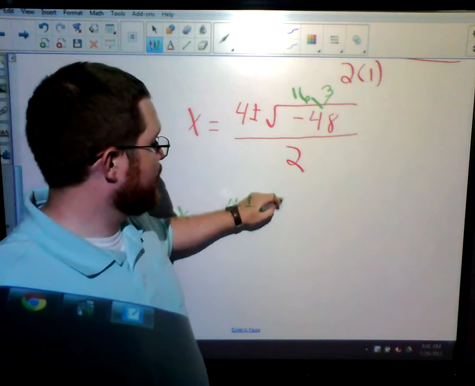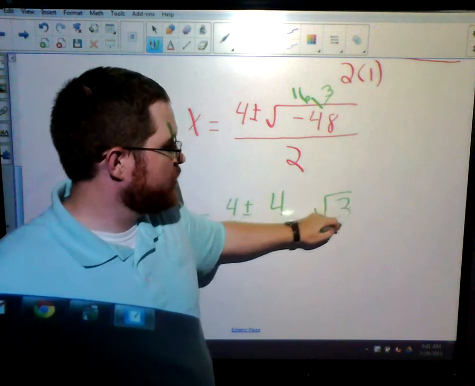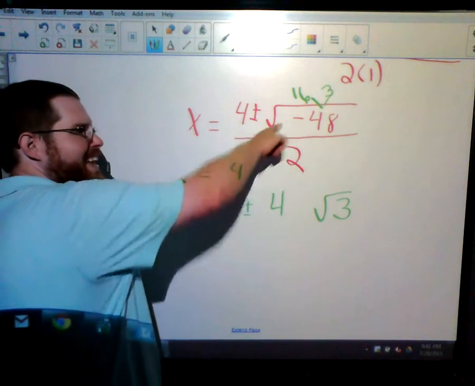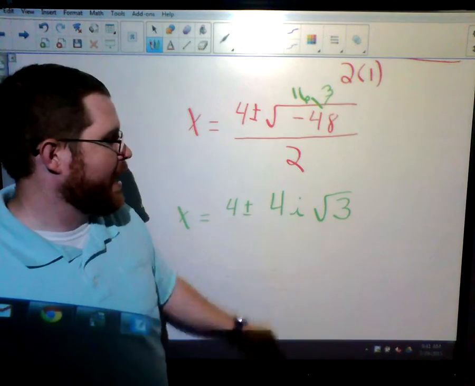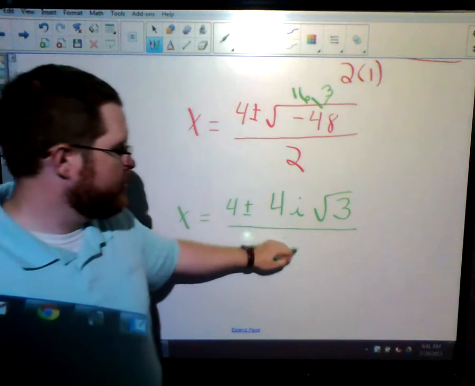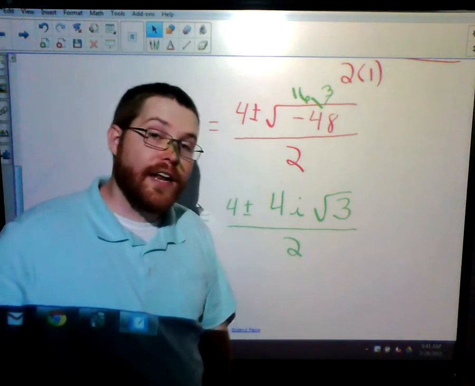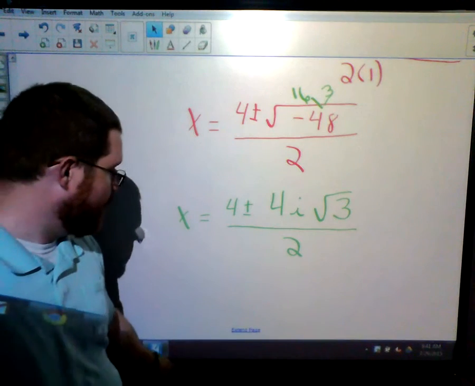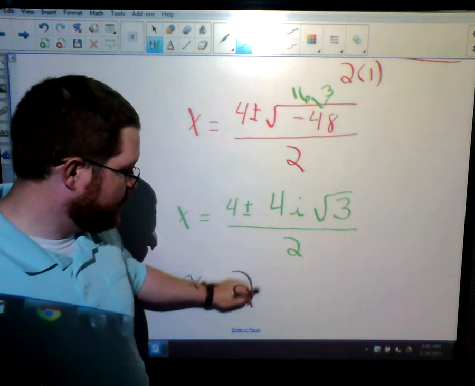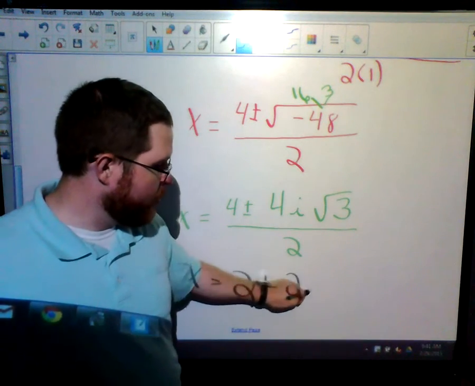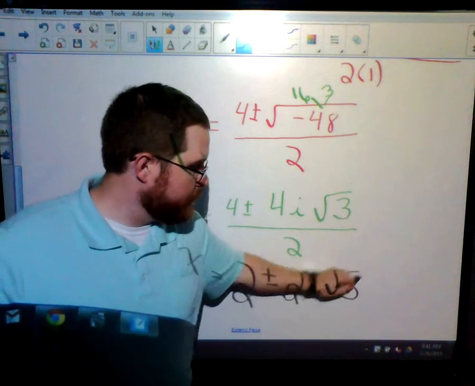The 16 comes out as a 4. The 3 is still on the inside. But wait, it's negative. How do I bring the negative out of the square root? Make it i, all divided by 2. If you give me that answer, you lose points. What do you see that everything on the outside can do? I can divide 2 plus or minus 2i square roots of 3.